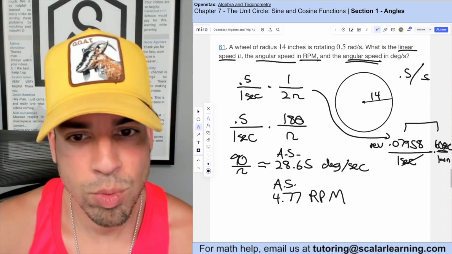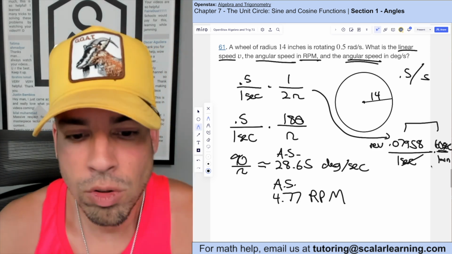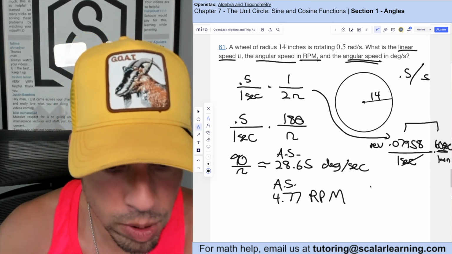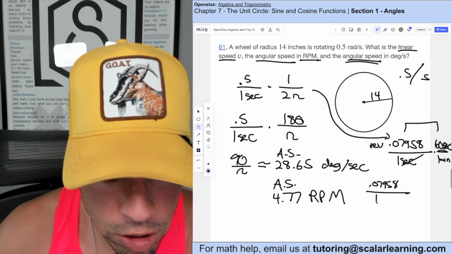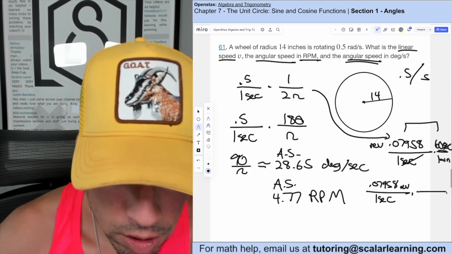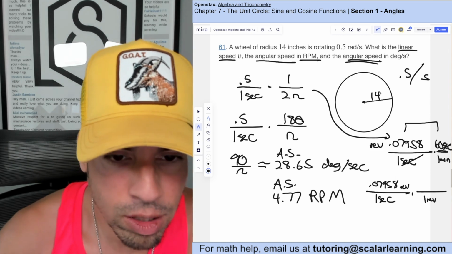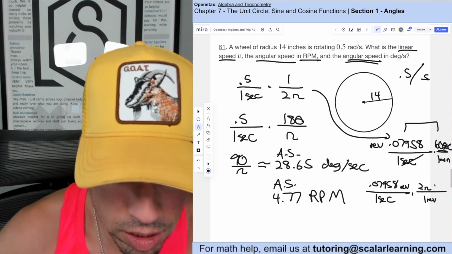And last but not least, we're going to get that linear speed, which is going to be in inches per second. So to do this most effectively and efficiently, I'm going to go back to the revolutions per second. So we know that it's 0.07958 revolutions per 1 second. And now I can convert a revolution to inches because 1 revolution is equal to the circumference. And what's the circumference? It's 2 times pi times the radius, which is 14.